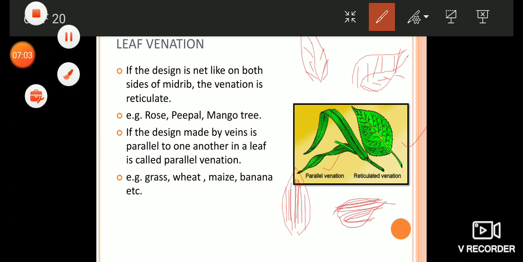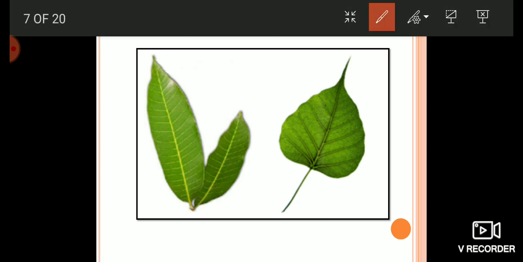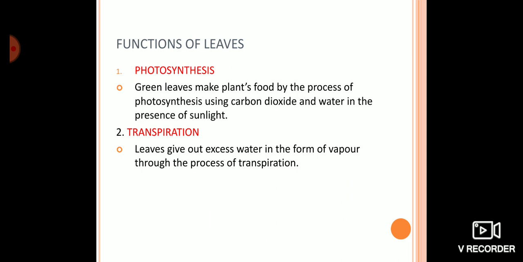Now we will see the next. Again in this picture, this is the parallel venation, and this one is the reticulate venation. Okay, now see the next.